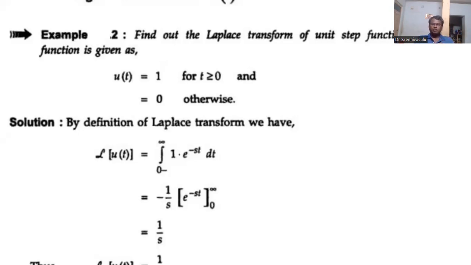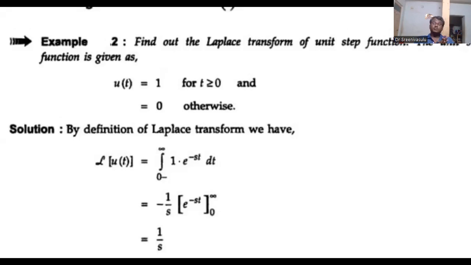Now, what are the standard signals? We know the standard signals are impulse signal, unit step signal, ramp signal, cosine signal, and sine signal. These we frequently use as inputs for a system, whichever we are going to analyze from the time domain to the S domain.